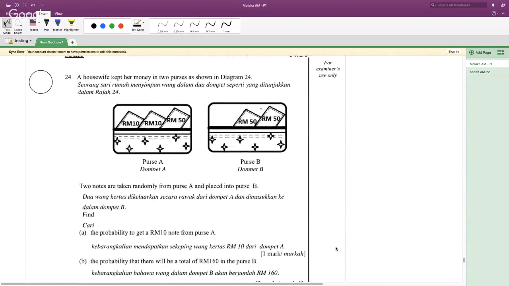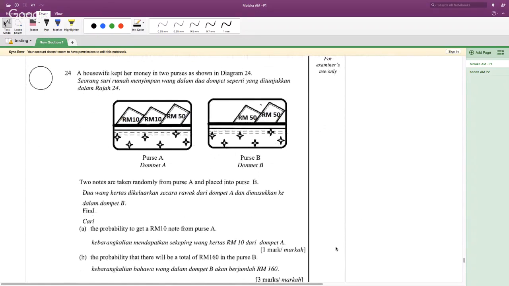Okay, this is probability. A housewife kept her money in 2 purses as shown in diagram 24. So this is purse A and purse B. So 2 notes are taken at random from purse A and replaced into purse B. So you want to take 2 of this one, go into the other purse. All right, so this is the idea.